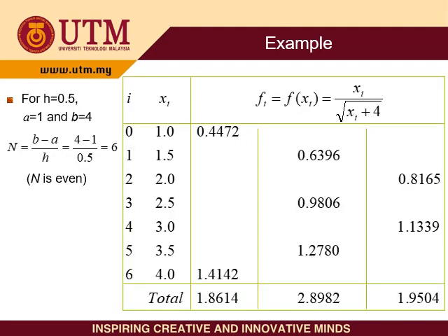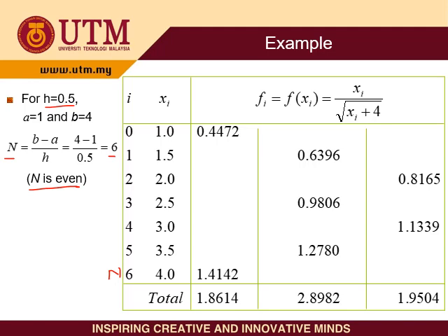So we have our h, 0.5, so you can find our n. The first criterion to use the 1/3 rule is to make sure the n is even. So if we calculate, our n is 6, which is even. And we have 7 points, including 0: 0, 1, 2, 3, 4, 5, 6, 7 points, but our n is 6. So we can use the 1/3 rule.